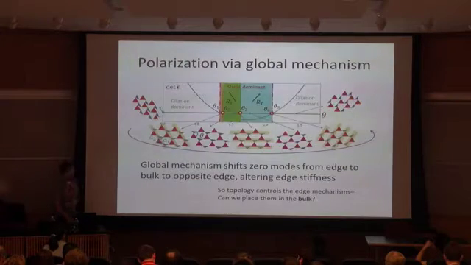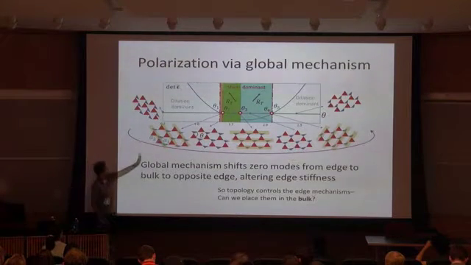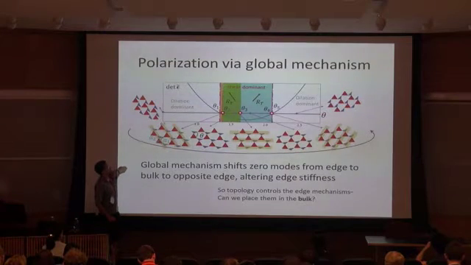Okay, so this is just everything I just said all on one slide. We go through three critical angles where we have straight lines of bonds. That means we have zero modes in the bulk. And we change the topological polarization three different times.